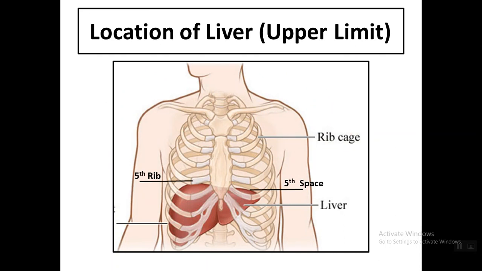The upper limit of the liver on the right side, the highest point of the liver, reaches the 5th rib, while on the left side it reaches the 5th intercostal space.